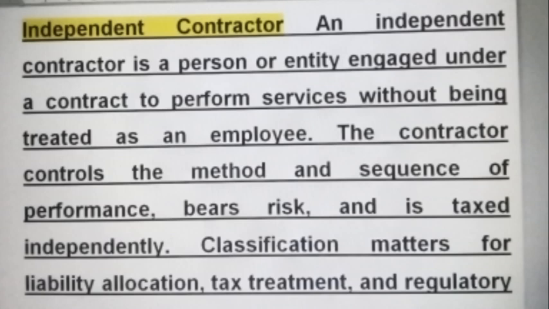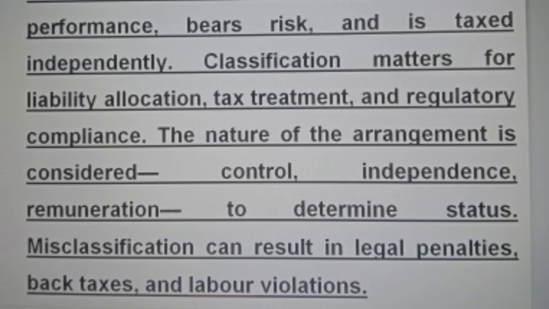The next phrase is independent contractor. An independent contractor is a person or entity engaged under a contract who performs services without being treated as an employee. The contractor controls the method and sequence of performance, bears risk, and is taxed independently. Classification matters for liability allocation, tax treatment, and regulatory compliance.